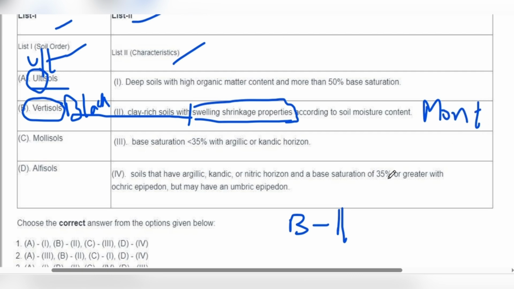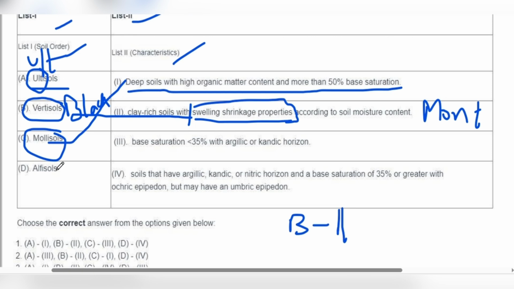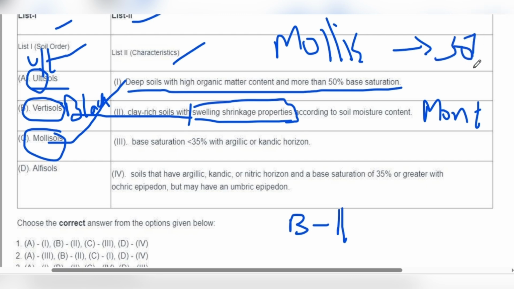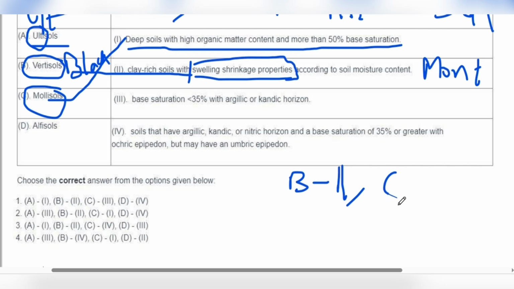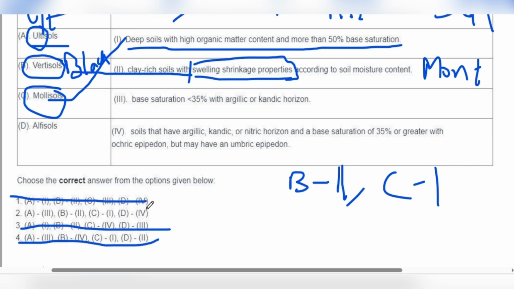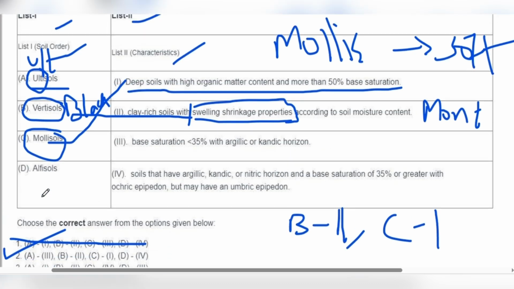Fine. Now come to mollisol. Mollisols are deep soils with high organic matter content and more than 50% base saturation. That is also confirmed, because mollisol comes from mollis, Latin, which means soft. These are soft, deep organic soils. So B2C1 is confirmed. You can check if there are any B2C1 options. Yeah. So this is not one, this is not one, this is not one. So you can go for the rest.